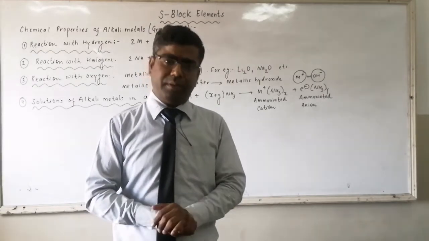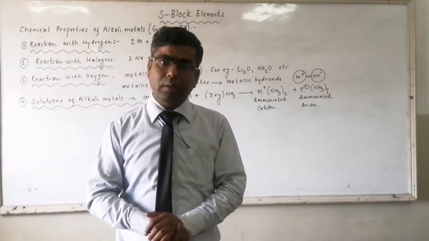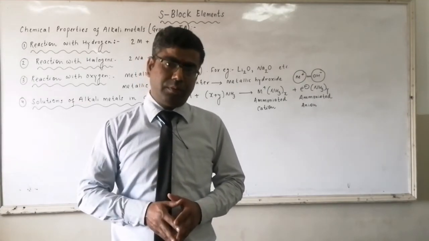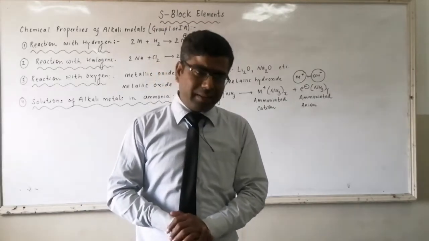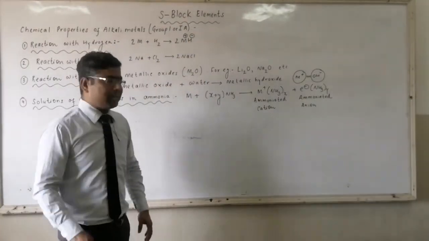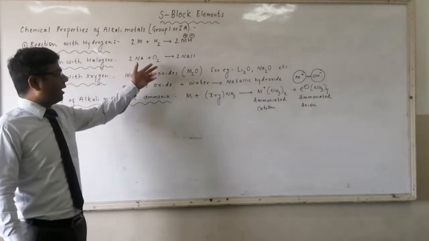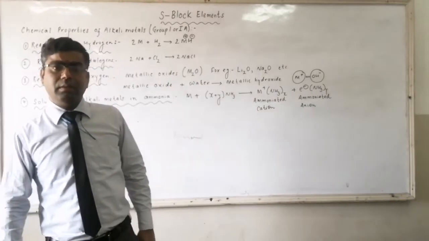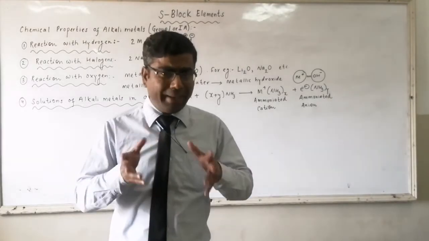Earlier it was hydride, now it is halide. One atom from alkali metals reacts with one atom of halogen. As a result, we obtain MX type halide. 2Na reacts with Cl2 to form 2NaCl. Na is M, Cl is X. X is the representation for non-metal, and here X is Cl. So they form MX type halide.